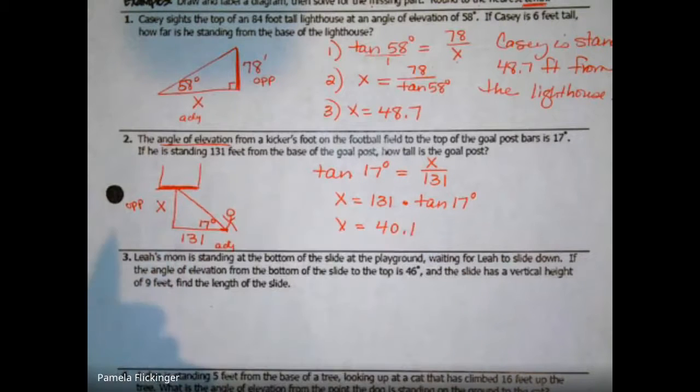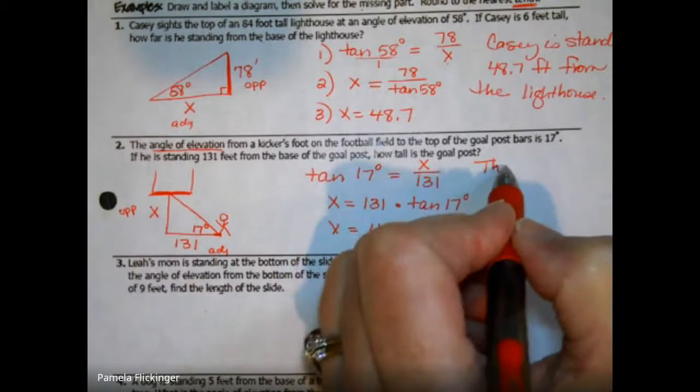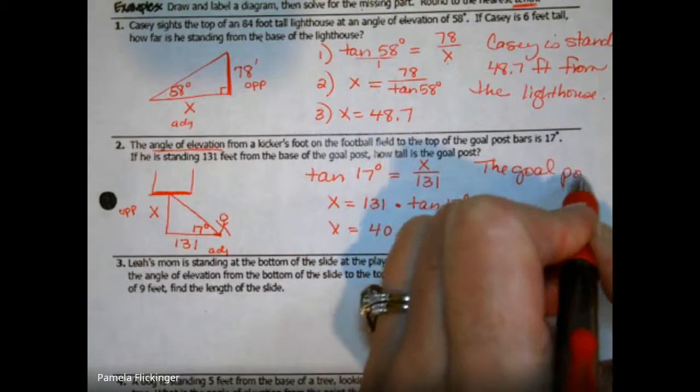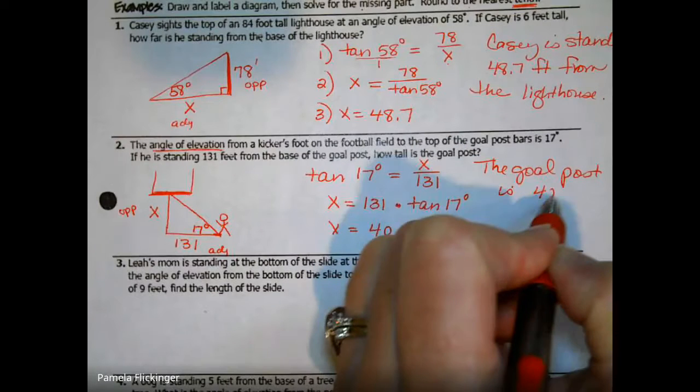All right, how tall is the goalpost? So very quickly, the goalpost is 40.1 feet tall.